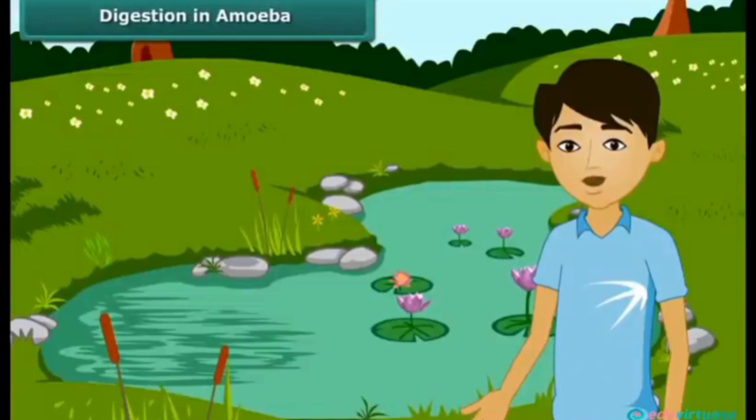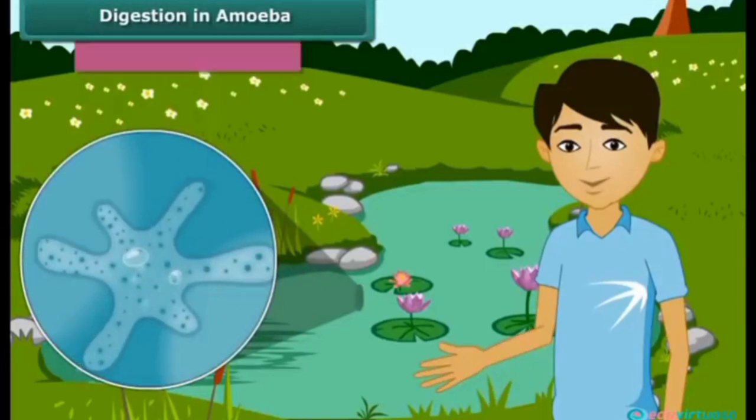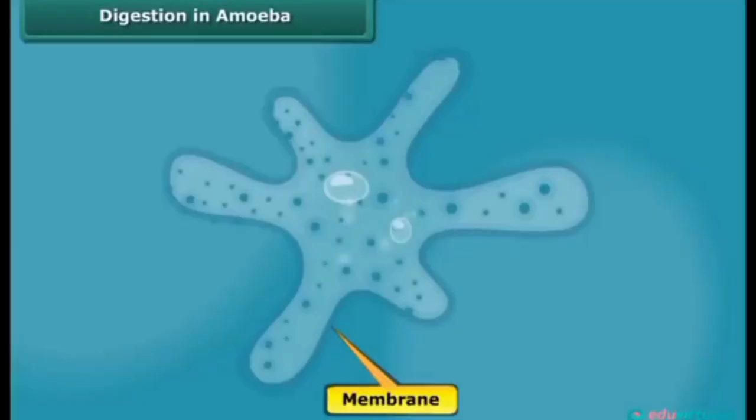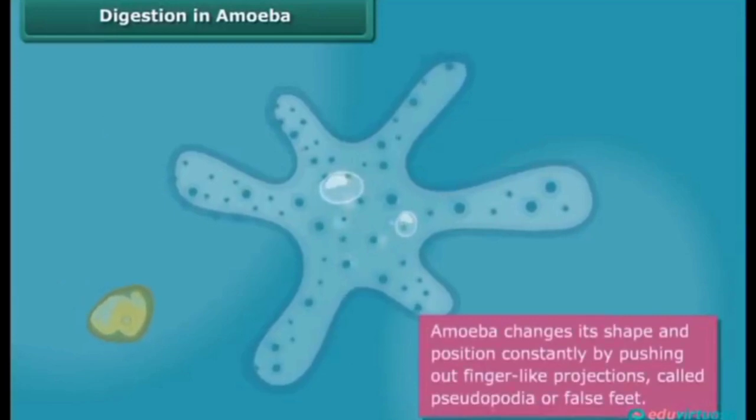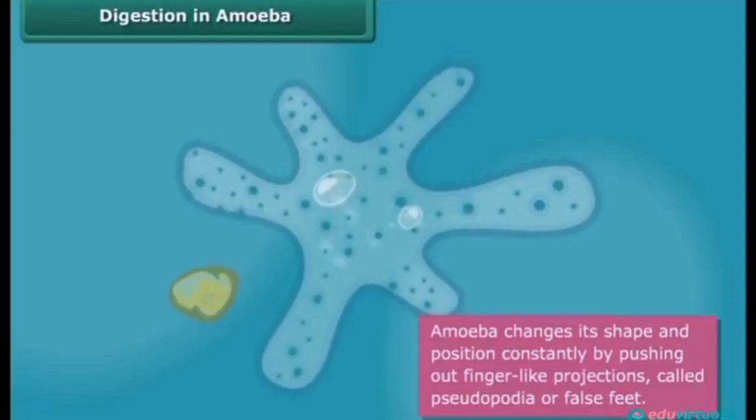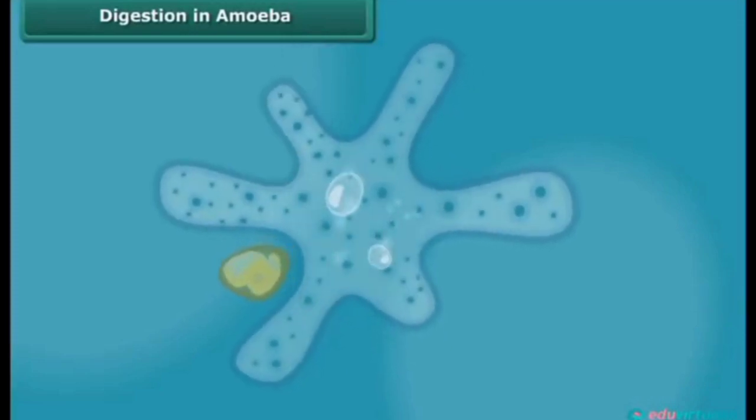You will be surprised to know that there are certain organisms which do not have a mouth or a digestive system, yet they digest food. This organism is amoeba, which is found in ponds. It is single-celled and you cannot see it with the naked eye. It has a cell membrane, a rounded nucleus, and vacuoles in its cytoplasm. It changes its shape and position constantly by pushing out finger-like projections called pseudopodia or false feet, and captures some microscopic organisms as its food.